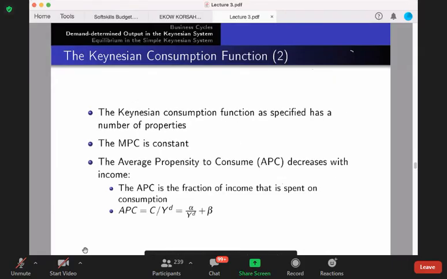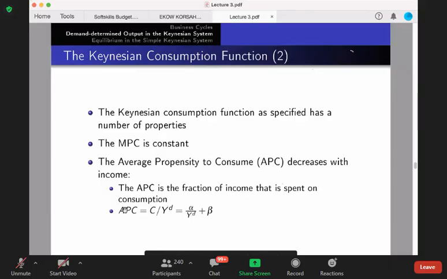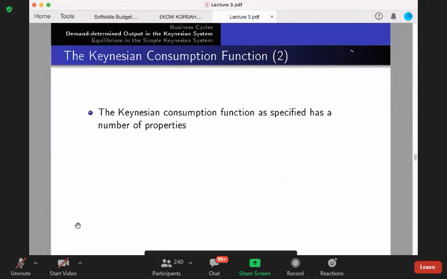Right. Okay, so that's how they got this APC. All right. So APC is just average propensity to consume. Okay. And this decreases with income. It decreases with income. You can see clearly the relationship that exists between APC and what? And disposable income. APC is just the C divided by YD. C divided by YD. So C is what we saw previously.